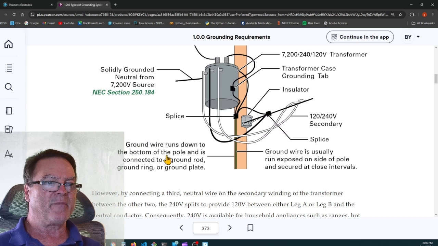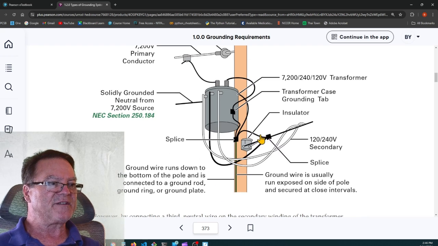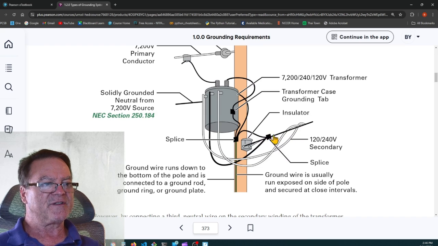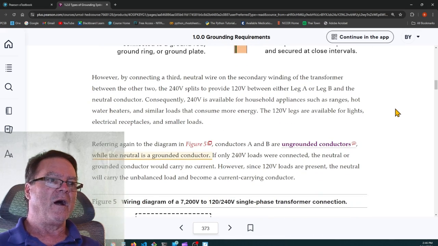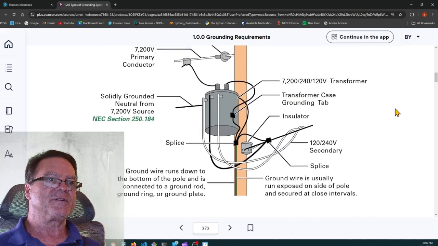The ground wire runs down to the bottom of the pole and is connected to a ground rod, ground ring, or ground plate. And then it ties into the messenger cable holding the ungrounded conductors and the neutral going to the house. A lot of times the neutral is bare and it's wound around this steel messenger cable. The steel messenger cable can take the stress of being hung in free air, and the other conductors are wrapped around it. So you're not putting that tension on the aluminum wires.